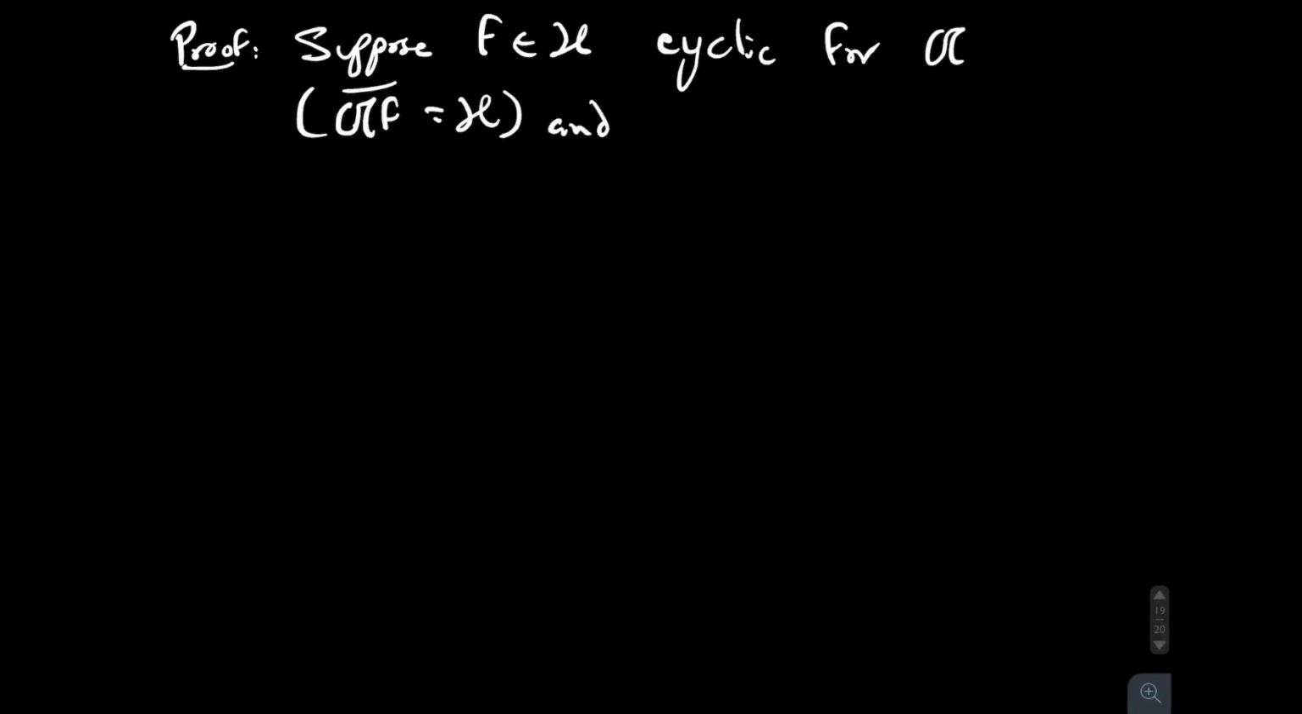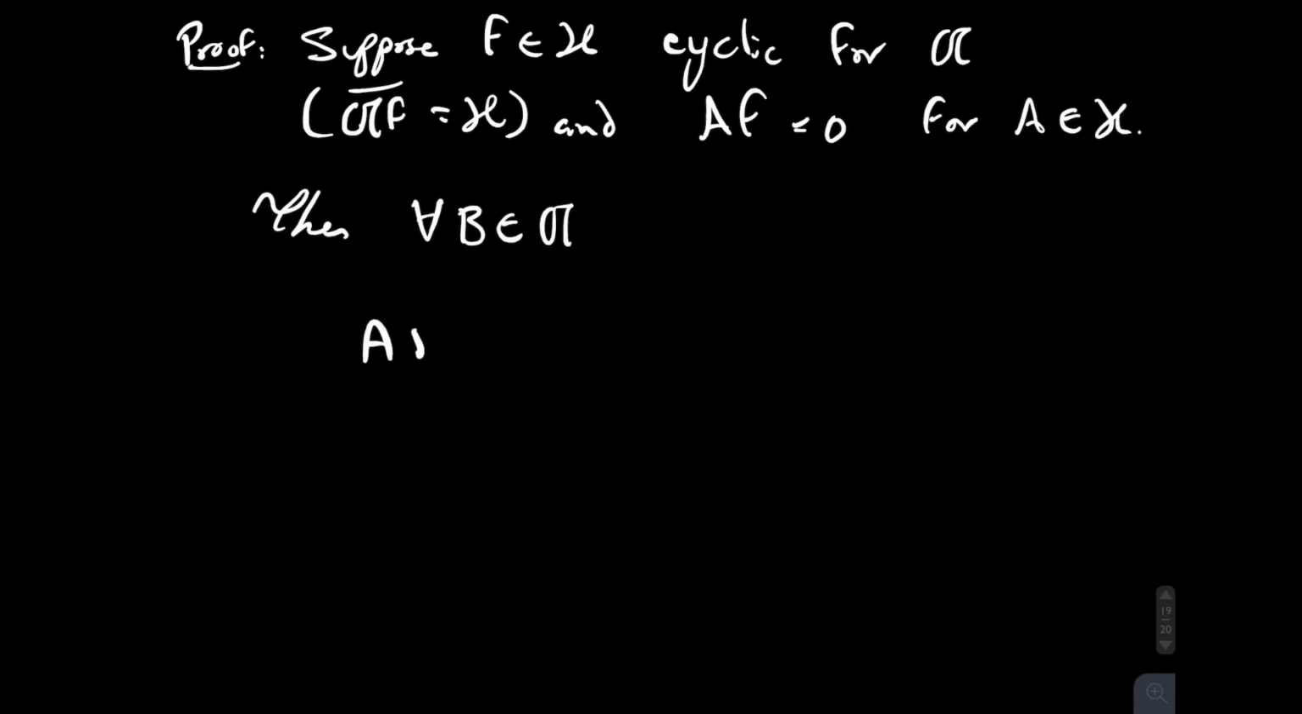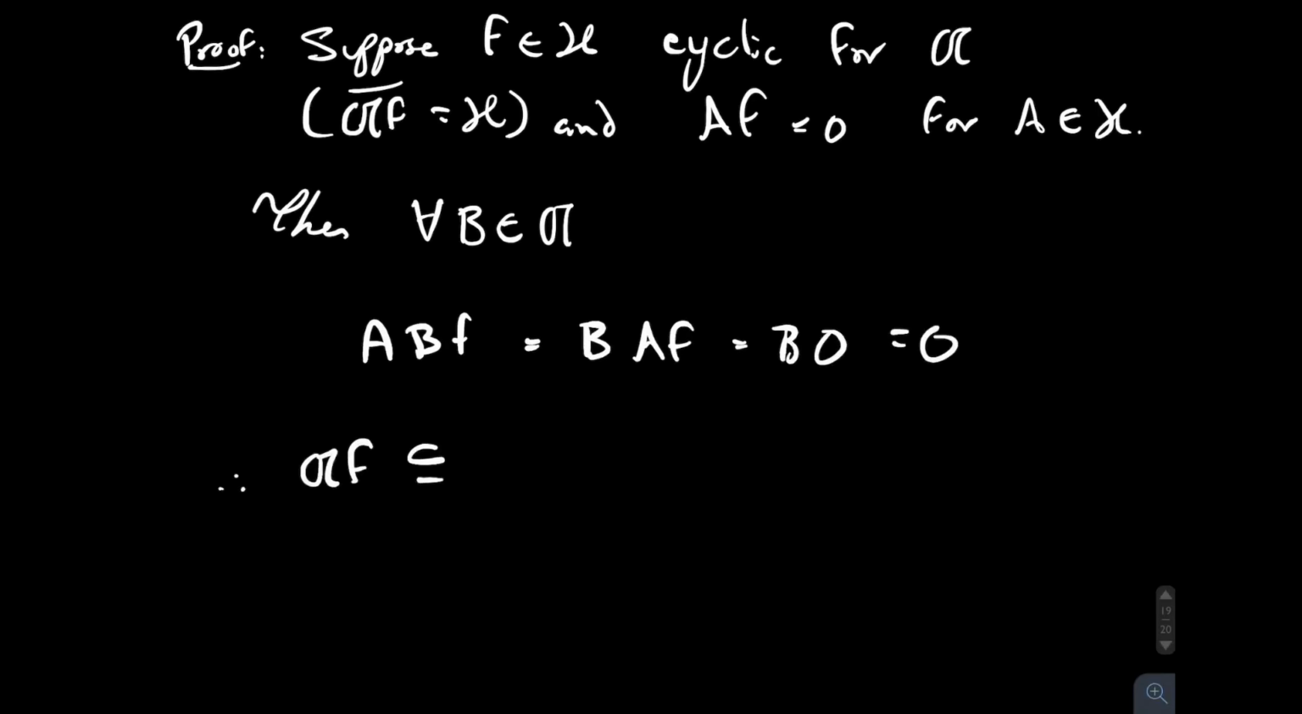For the proof, suppose that f is cyclic, right? That just means that the closure of 𝒜f is the whole space H. And suppose that Af equals 0. Then for every B in 𝒜, we have that ABf is BAf because it's commutative, which is B0, which is 0.